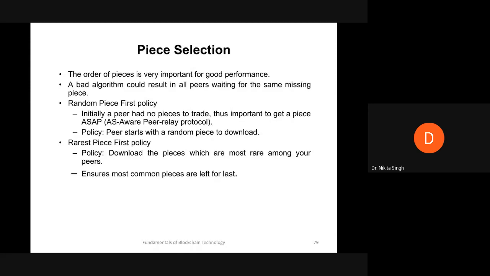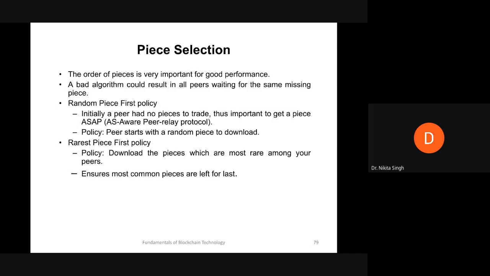But the rarest piece, that is very much not present with most of the peers on the network, you download first. What this ensures is that even if the seeder goes down, you will still have the rarest piece, and you can complete your download by getting the common pieces from other peers. So the rarest piece first is the general policy. You request the piece which is owned by the least number of peers on your network.